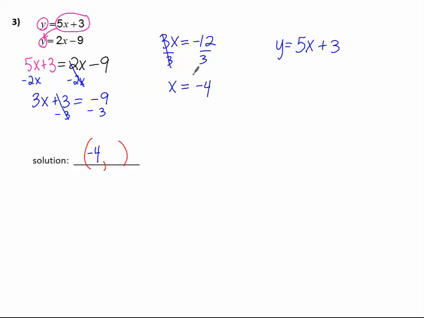I'll plug in what x equals into where x is. Y equals 5 times negative 4 plus 3. 5 times negative 4 is negative 20, and negative 20 plus 3 is negative 17. So negative 4, negative 17 is the solution to this linear system.